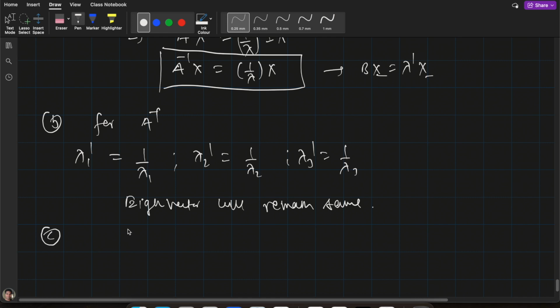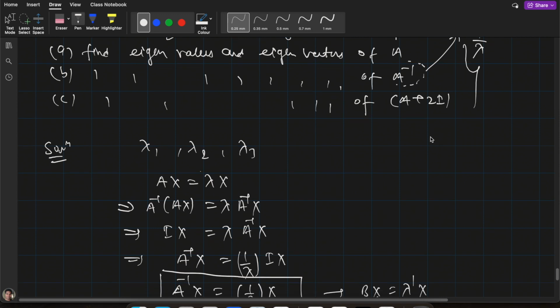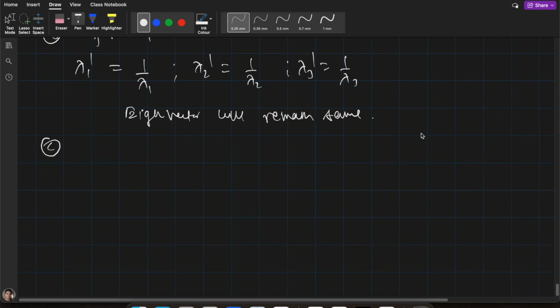Okay, now let's talk about this. What is the eigenvalue of A plus 2I? Tell me, is there any idea for this? What will you do at this time?